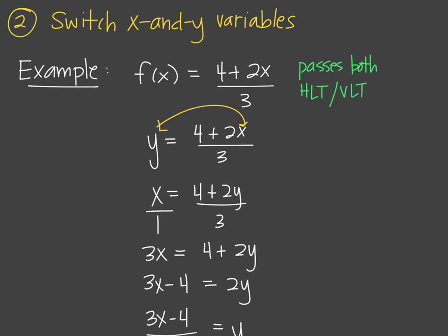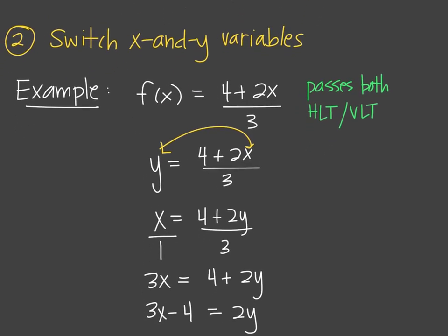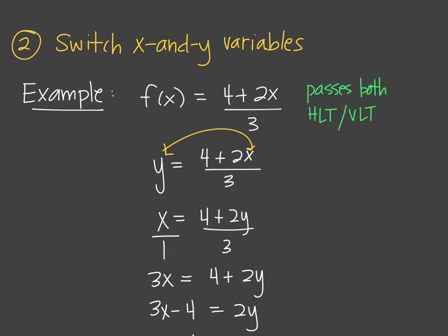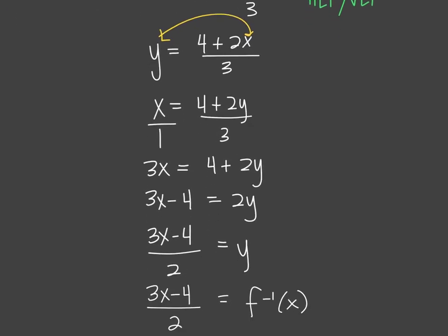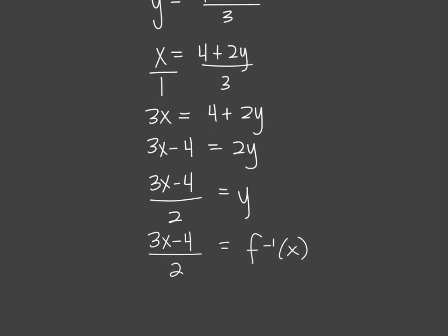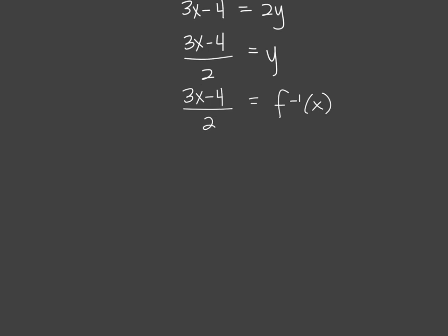All right, so let's back up and review that. You change f of x to y because they are equal to each other. Cross multiply and resolve so that y is back alone again, and then change it back to the inverse notation. Let's try another one of those for practice, and then we're going to call it a week.